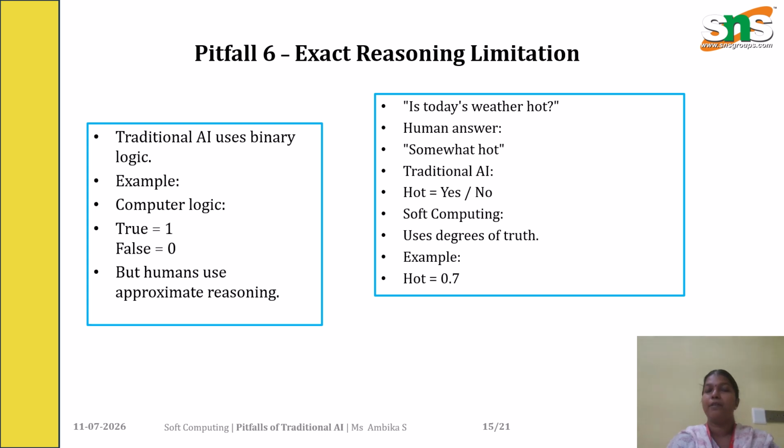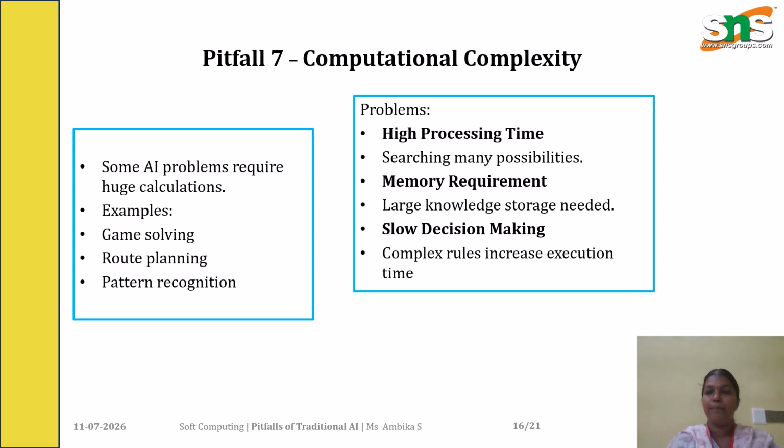Next, exact reasoning limitation. Traditional AI uses binary logic, either 0 or 1, but humans use approximate reasoning. For example, if you ask whether today's weather is hot or not, the human answer will be somewhat hot. But traditional AI will give the output either yes or no. Soft computing uses a degree of truth and predicts the probability of that value. Next pitfall is computational complexity. Many AI problems require huge calculations, for example, game solving, route planning, and pattern recognition. The problems are high processing time, memory requirement, and slow decision making.